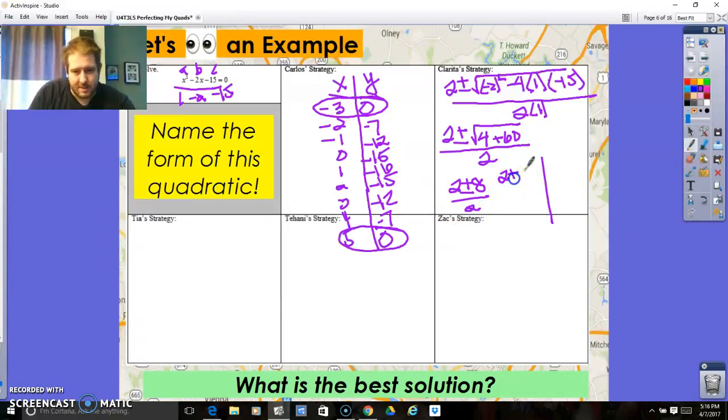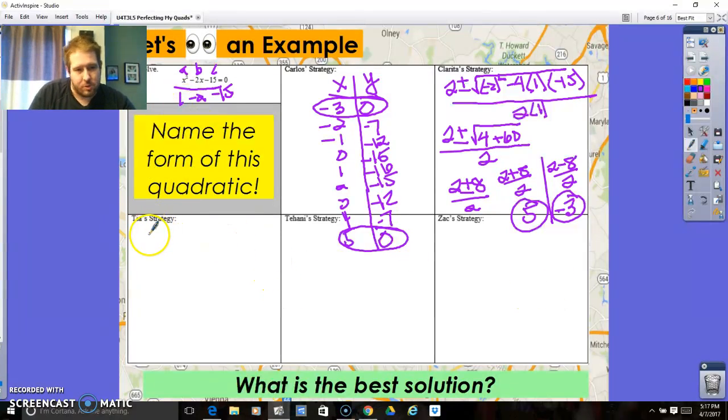We're going to do 2 plus 8 over 2 and 2 minus 8 over 2 to solve for our two solutions. 2 plus 8 makes 10. 10 divided by 2 is 5. There's one answer. 2 minus 8 is negative 6, divided by 2 is negative 3. Now, what you're probably noticing is that both the table strategy and the quadratic formula, we got the same answers. We should get the same answers no matter how we solve it.